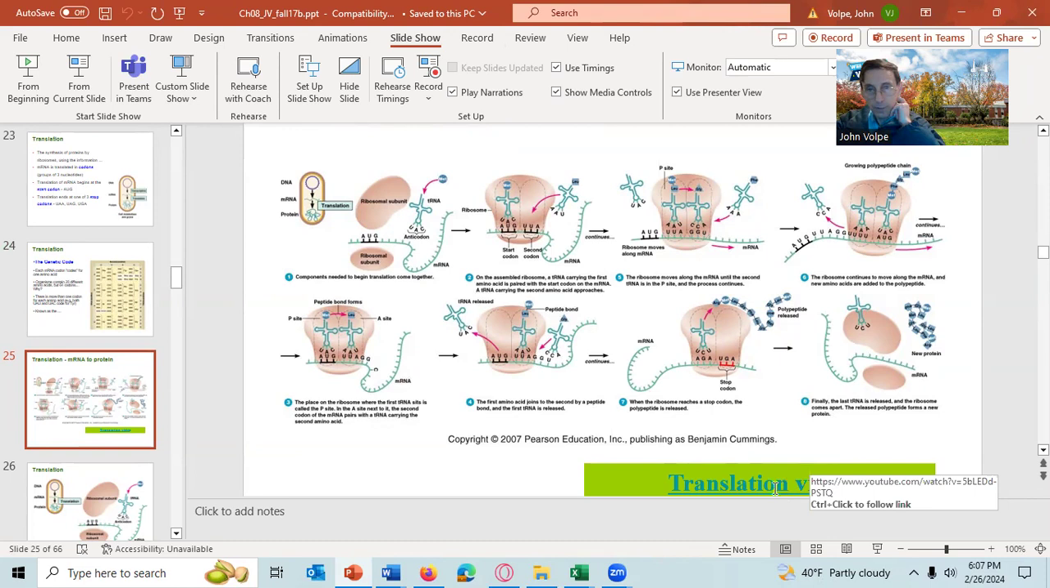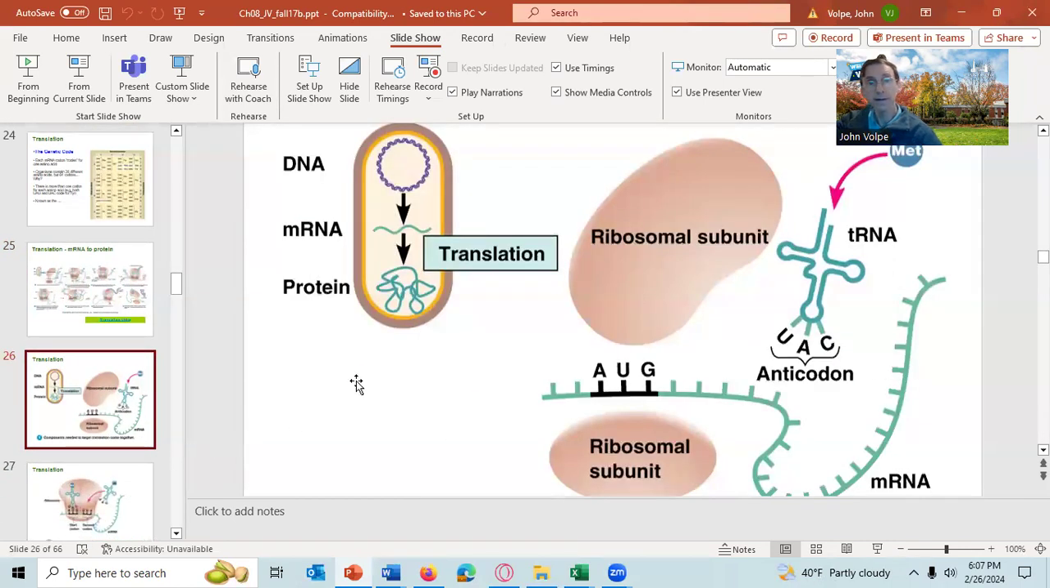We've already shown the translation video, so I'm not going to show you another translation video. But let's go through the steps of translation. Translation is translating the information in messenger RNA into protein.